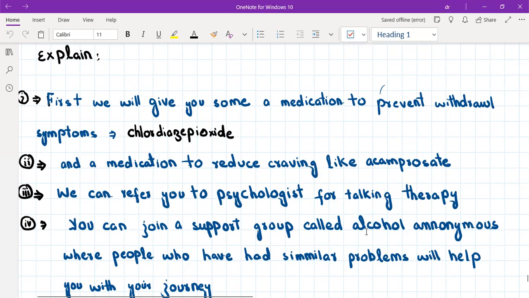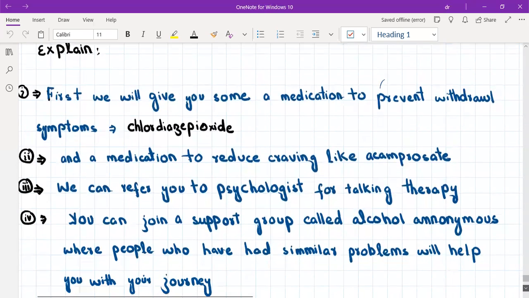We can refer you to a psychologist for talking therapy, and he will work on the basic reason of why you are being inclined towards drinking too much, and he will help you to cope with the urges. And you can also join a support group called Alcohol Anonymous, where people who have lived through similar problems will help you with your journey.